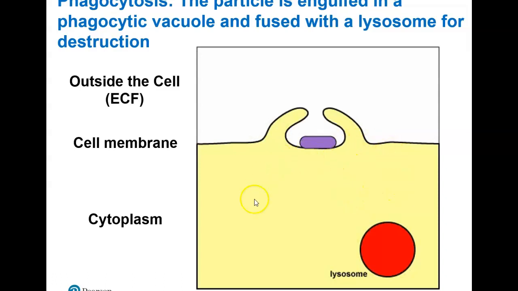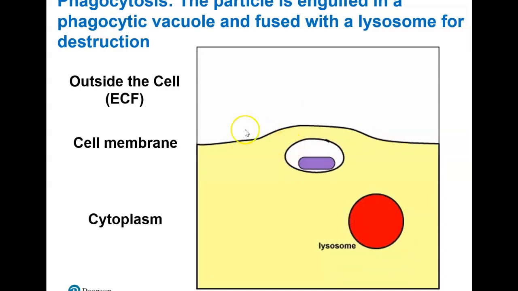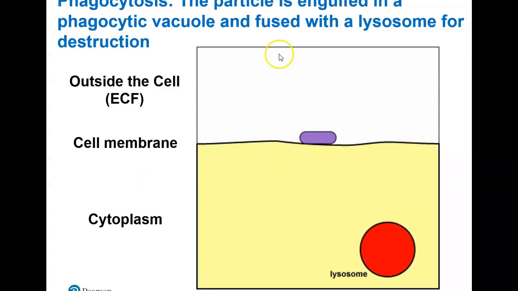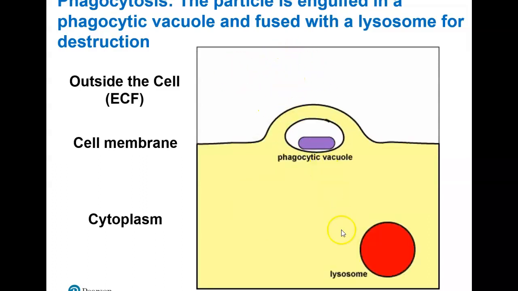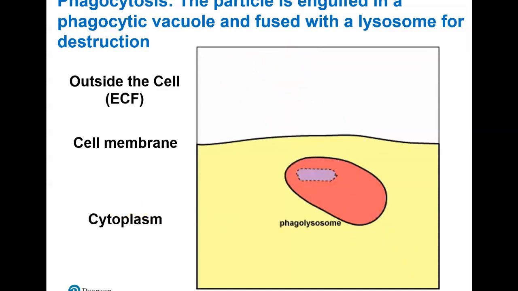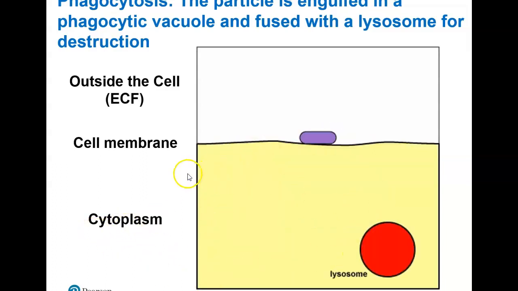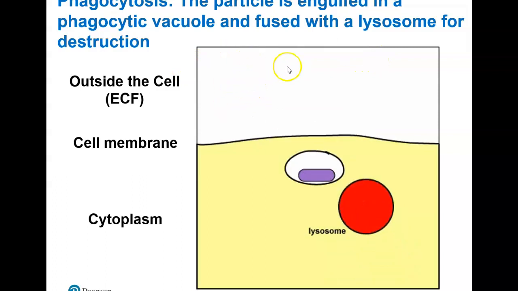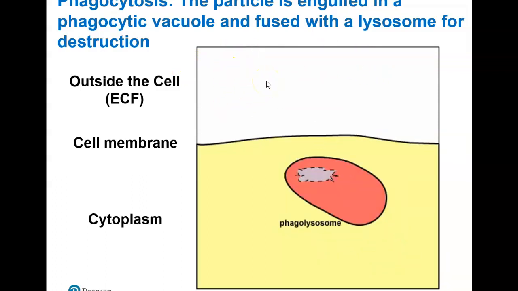Here, just to give you an image of what it looks like when the cell is using phagocytosis, how it's taking something from the extracellular matrix into the cell itself. This yellow component would be the cytoplasm, so this is the inside of the cell. This thin black line is the cell membrane. And this blank area is the extracellular fluid, so that's the outside of the cell.